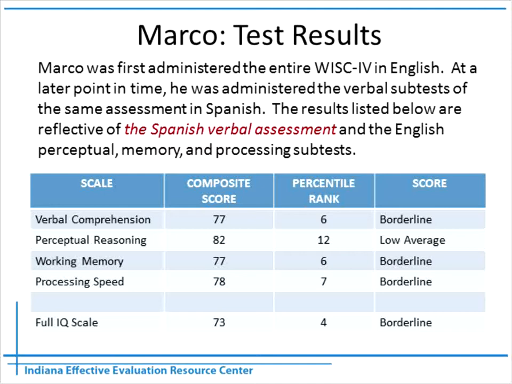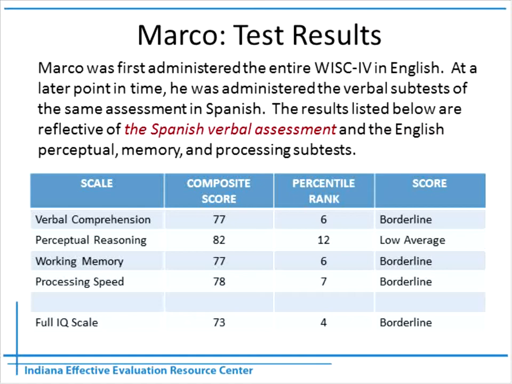He was administered the entire WISC-IV in English. At a later point in time, he was given, again, the verbal subtest in Spanish. So that's primarily, I guess, the verbal comprehension scale that you can see there. So, the results here apparently are indicative of the Spanish verbal assessment, but the perceptual reasoning, working memory, and processing speed indexes are from the English testing.